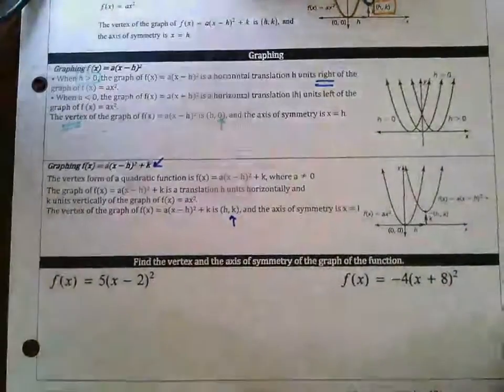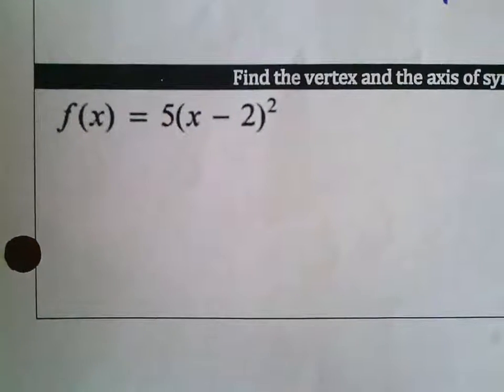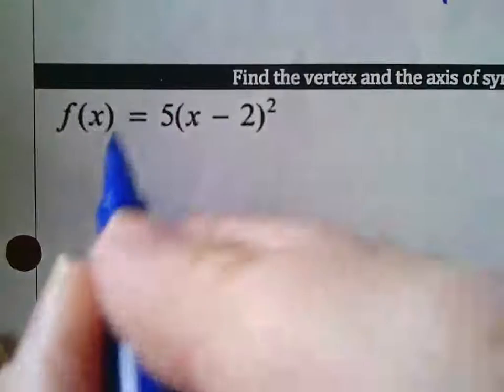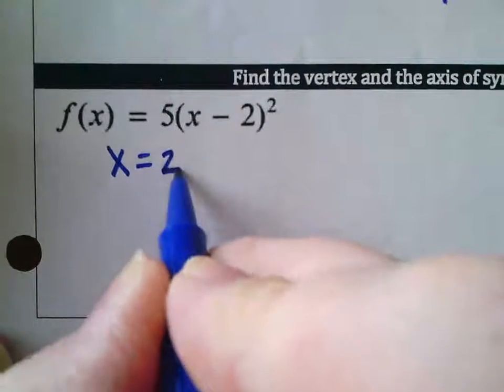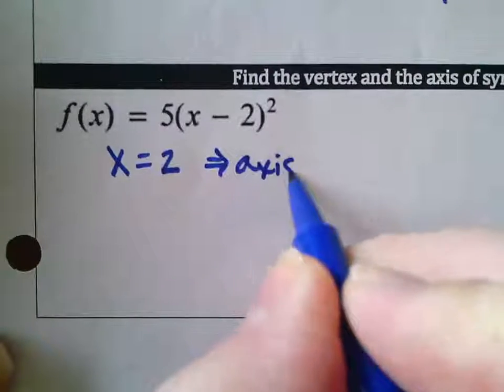So let's actually try it, because we get really good at things when we actually do them and put our minds to it and do a little work. So you have this right here. My axis of symmetry would be when x is equal to 2. Okay, so that's my axis of symmetry.